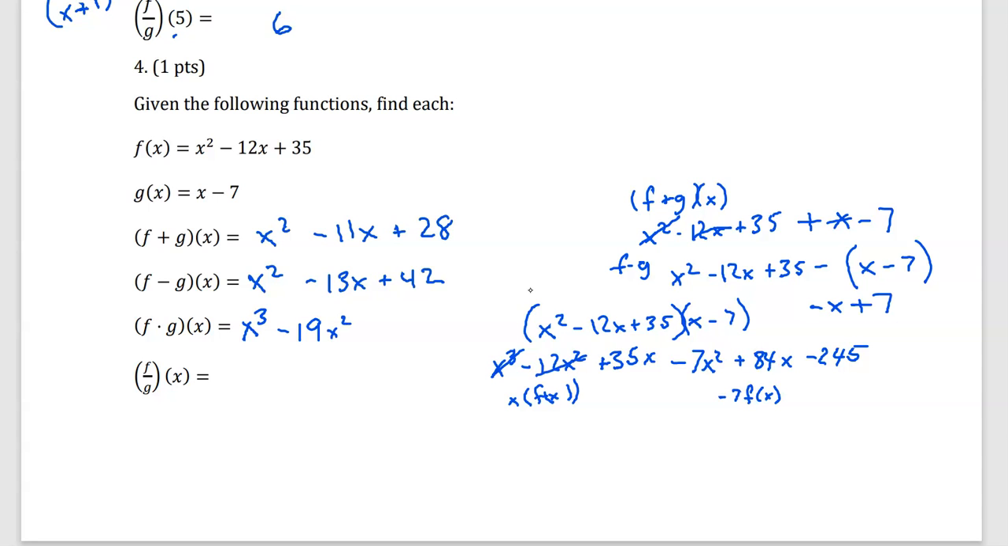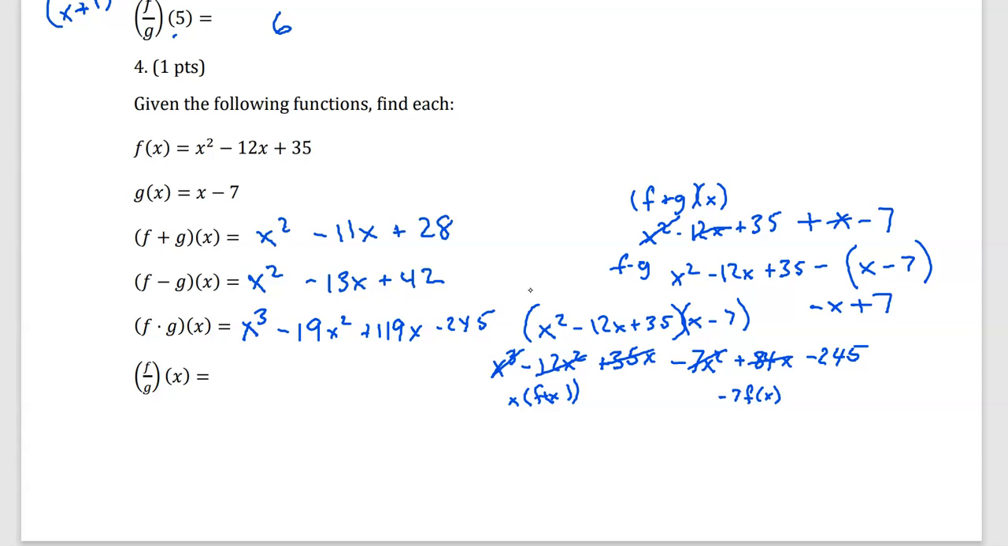So we're done with those. We have a 35x and an 84x. 80 plus 30 is 110. 4 plus 5 is 9. So 119x. And minus 245 is the only thing I have left over. That's the hardest part of that problem.